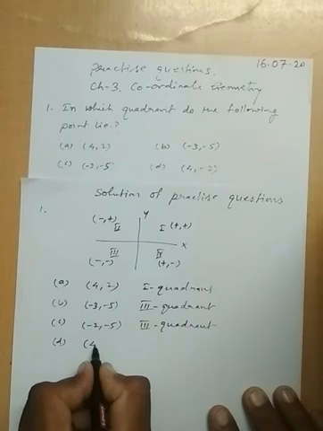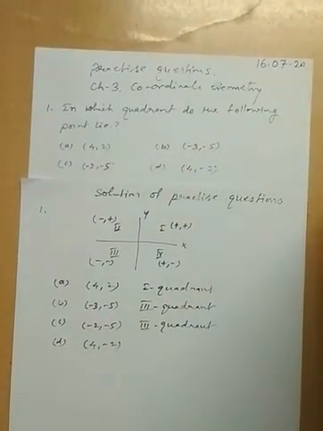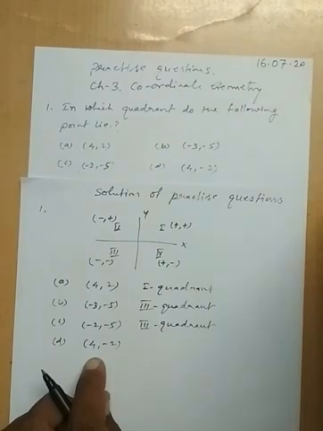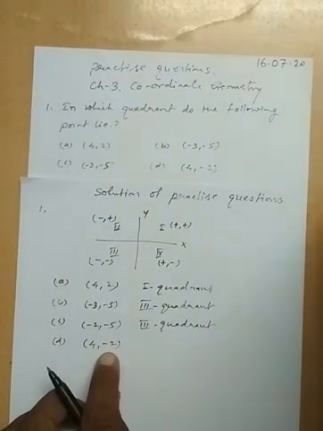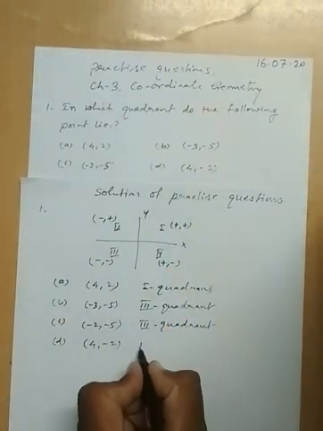Last part is (4, -2). 4 is the x coordinate and -2 is the y coordinate. So these are plus minus, and plus minus lies in the fourth quadrant.